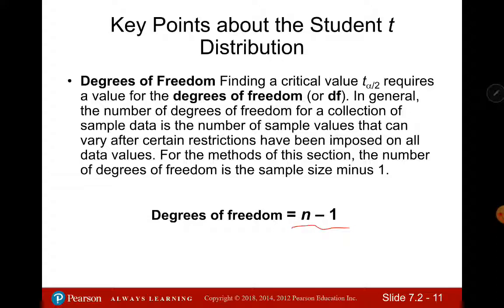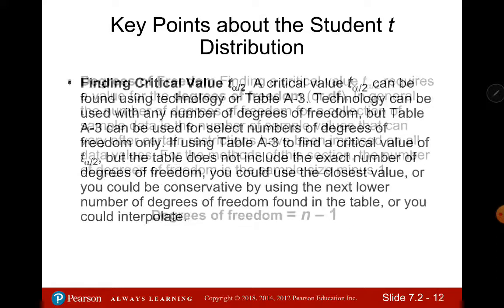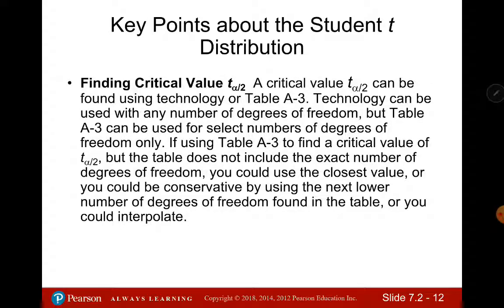We also need to check n minus 1 as our degrees of freedom. So this time, I will post another table called the table A3. That's our t-table. I will also post the t-table to the content. If you do not have your t-table in your textbook, you can check my content to print out the t-table, because we will use the t-table to find the confidence interval for the mean value.